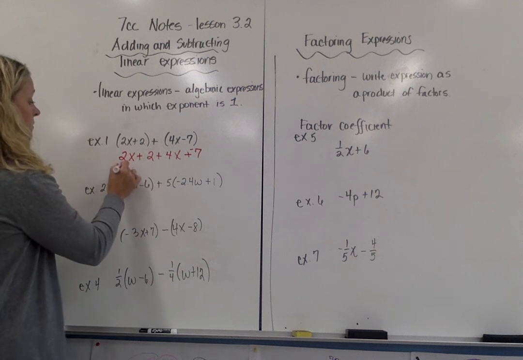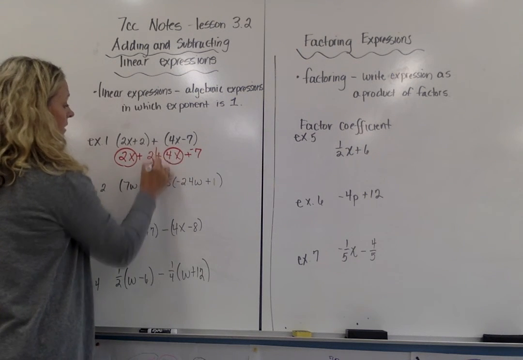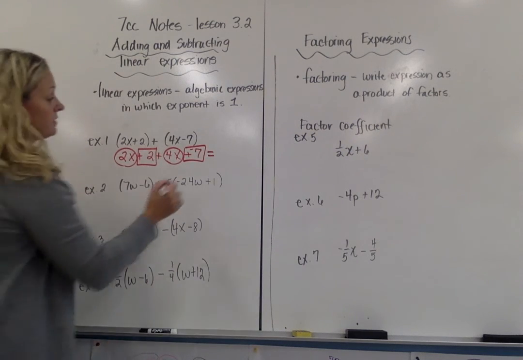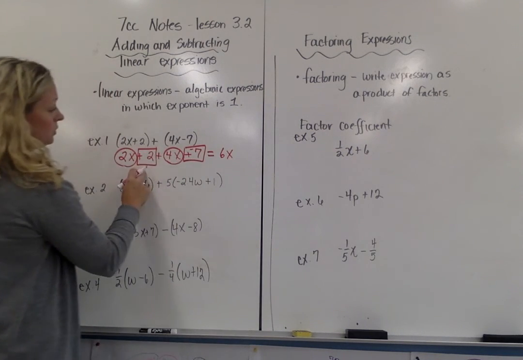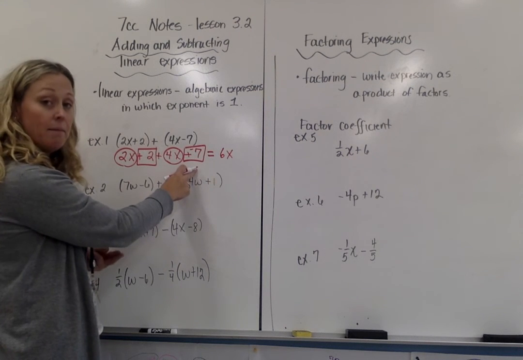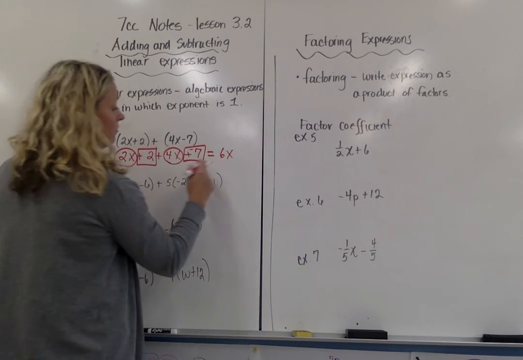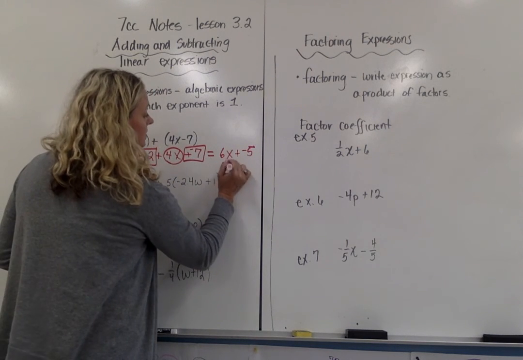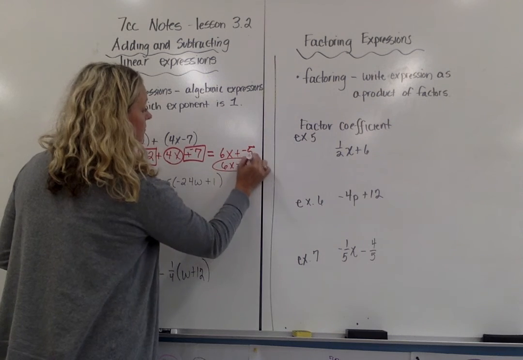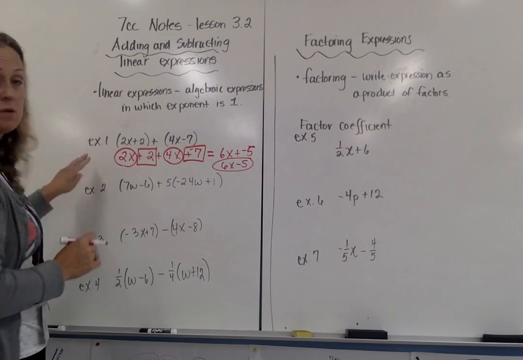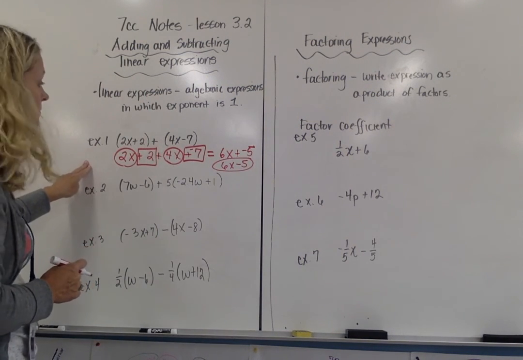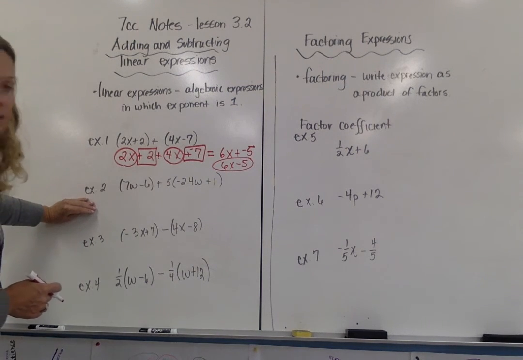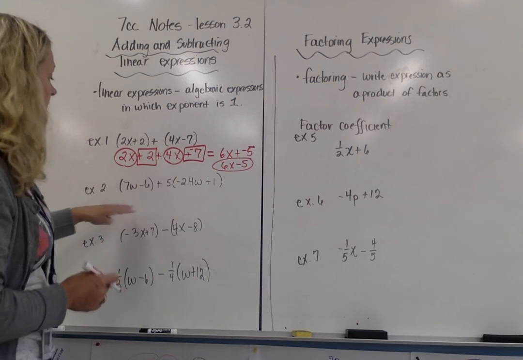I'm now going to use the circle square method. Those are like terms, and those are like terms. 2x and 4x is 6x. 2 and negative 7, when I combine those terms, is negative 5. So plus negative 5, and in order to simplify it, 6x minus 5. So I'm adding this linear expression. 6x minus 5.